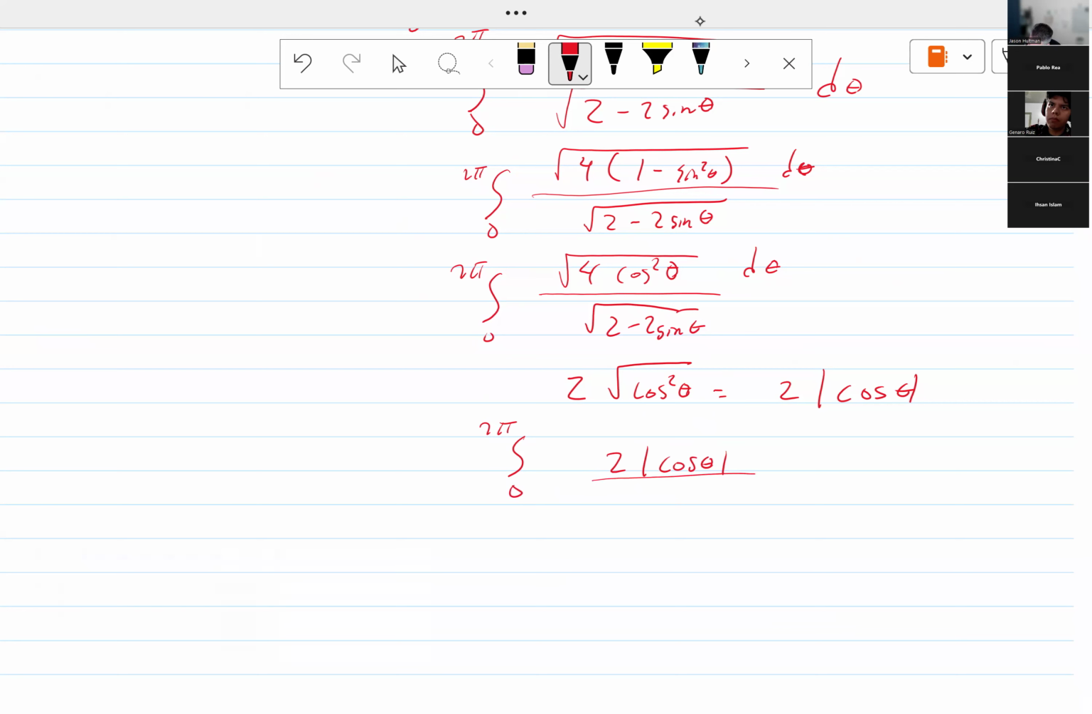Okay, so the output will always have to be positive for cosine, all over the square root of 2 minus 2 sine theta. So this guy forces cosine to be positive.